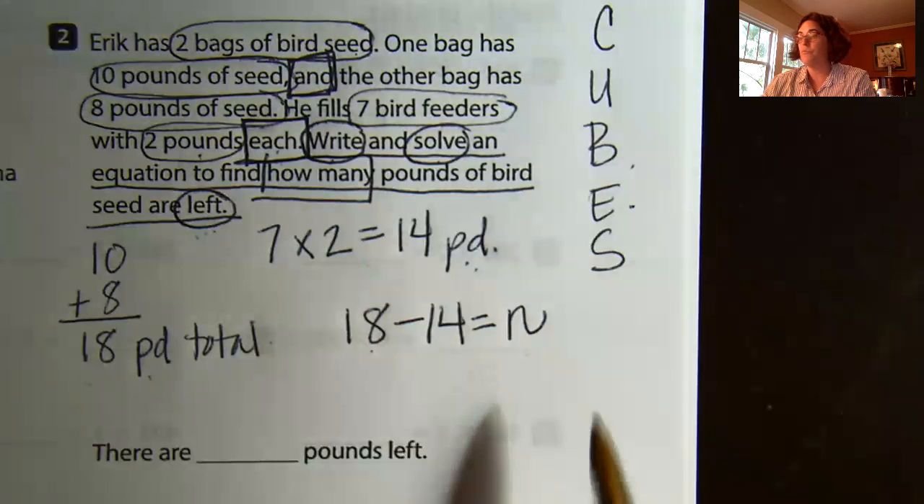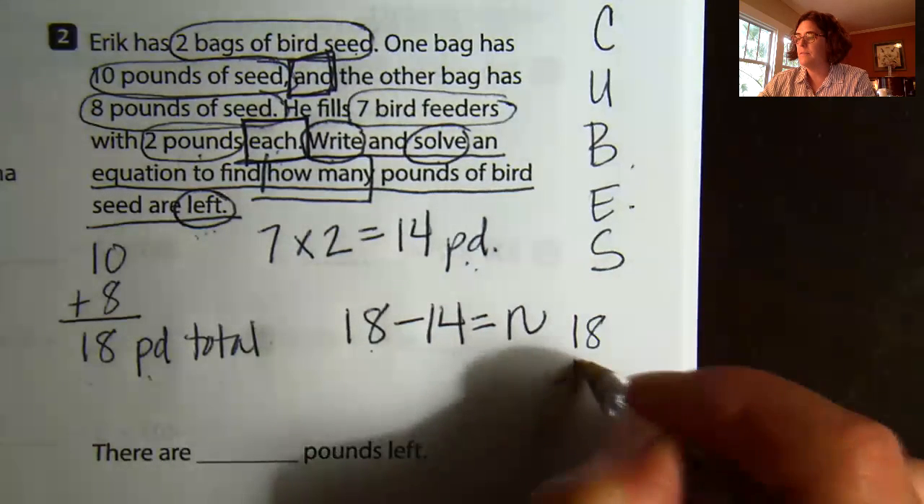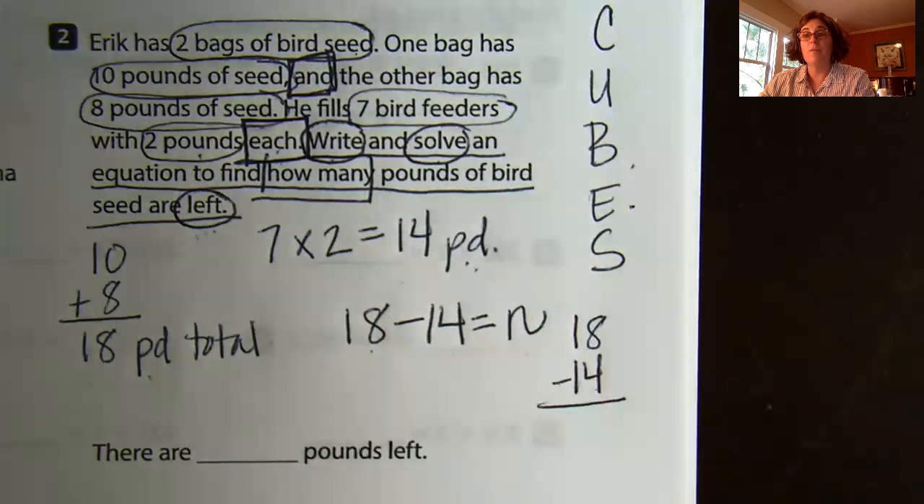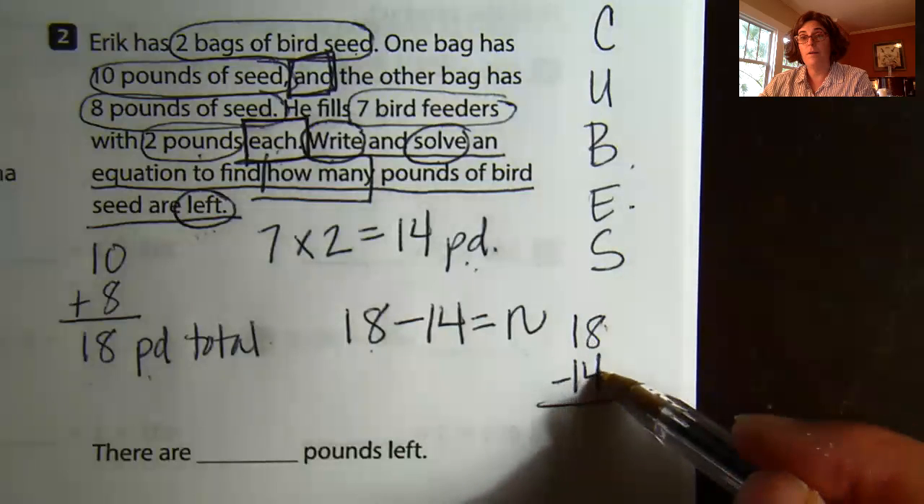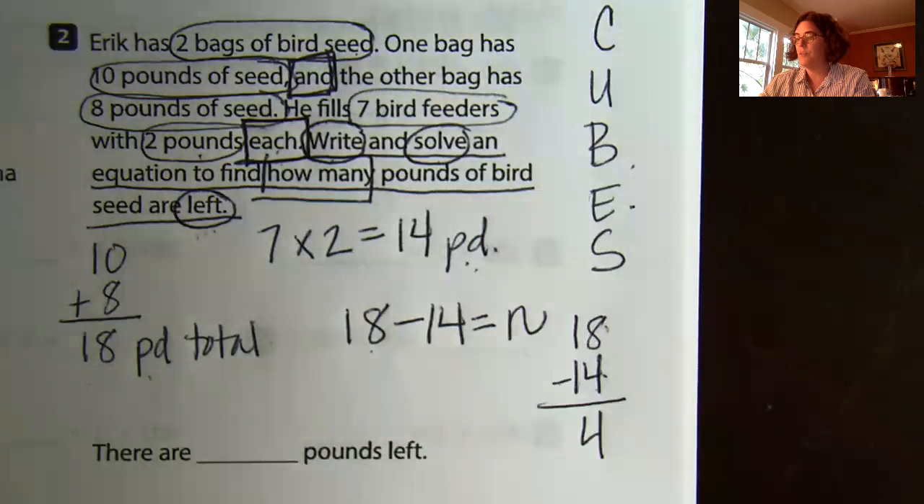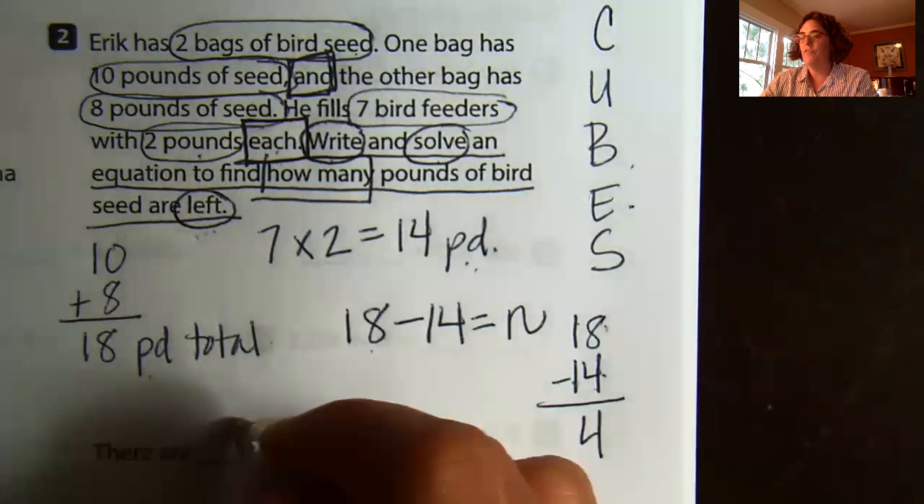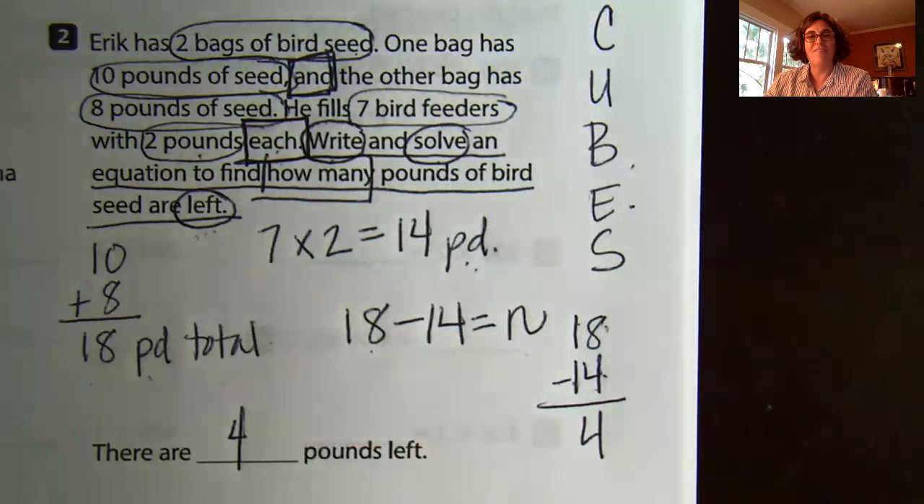If it's easier, you can write it up and down like this and solve it that way. 8 minus 4 is 4. I know that because I know my doubles. And 1 minus 1 is 0. So there are 4 pounds left.